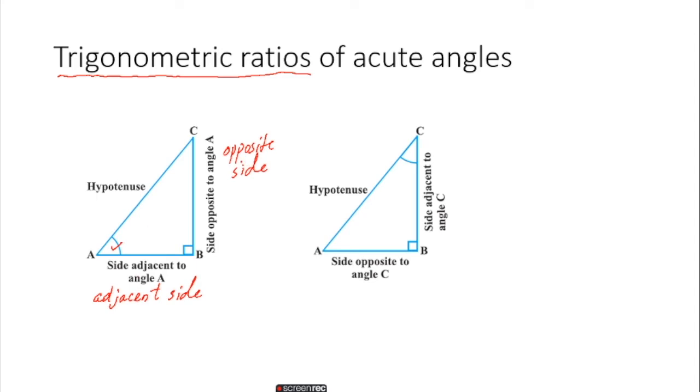Why did it become the opposite side? Because we have chosen angle A as our acute angle. Now let us see. Suppose we are choosing angle C as our acute angle. Then what will happen? Then AB becomes the opposite side and BC becomes the adjacent side. So the opposite side and adjacent side are not permanent. It depends on which angle you have chosen as your acute angle. But hypotenuse is always hypotenuse, no change.